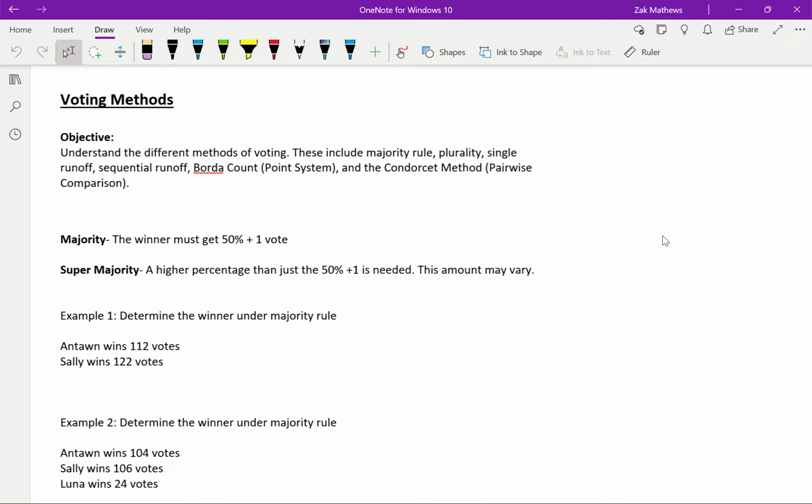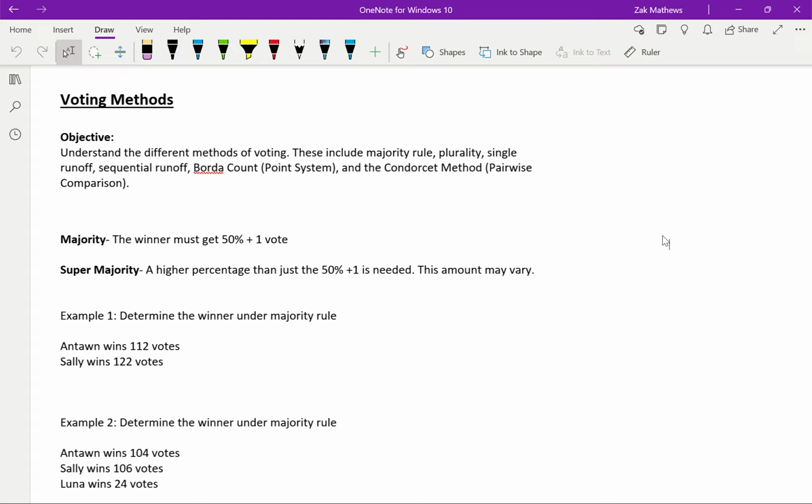As I go through these, I'm going to give you a little bit of context for how they're used, where they might be used, and just some of the politics behind these different systems. So we're going to start off with the simplest of the systems, simplest in some ways, a majority system.